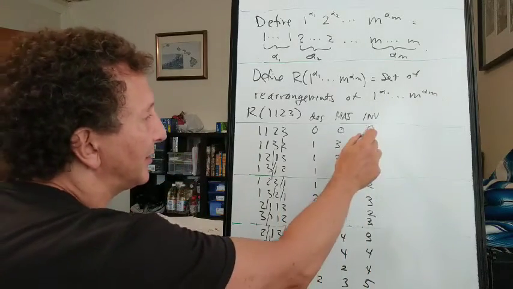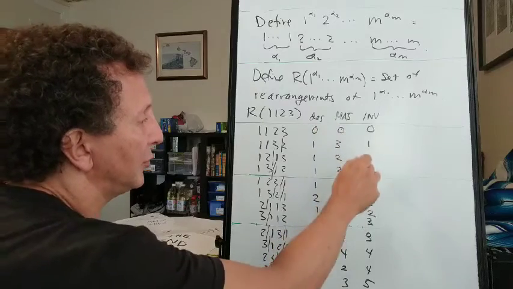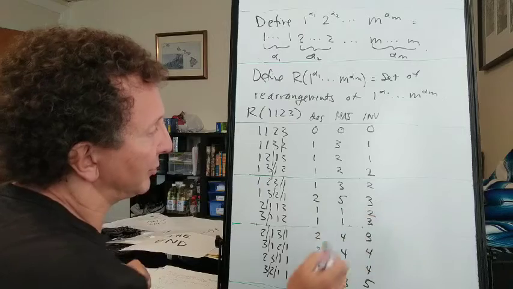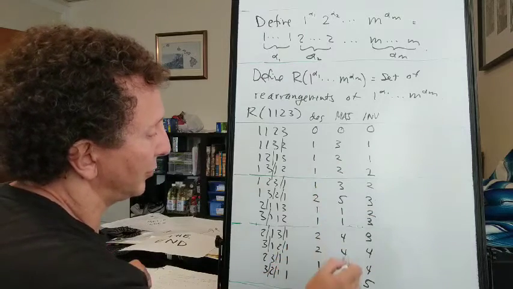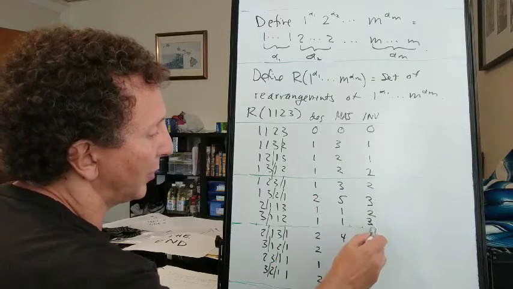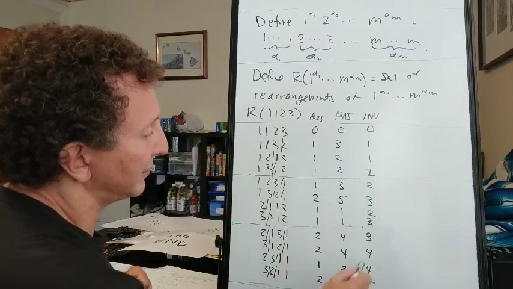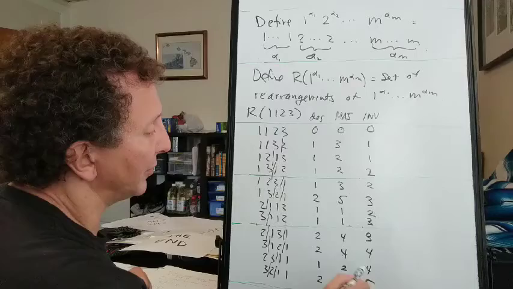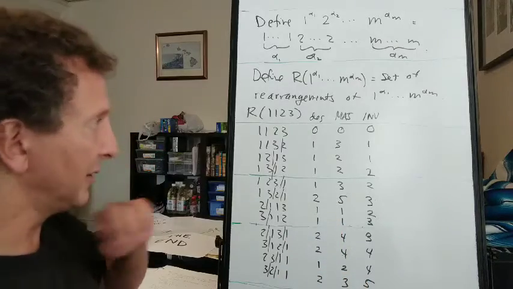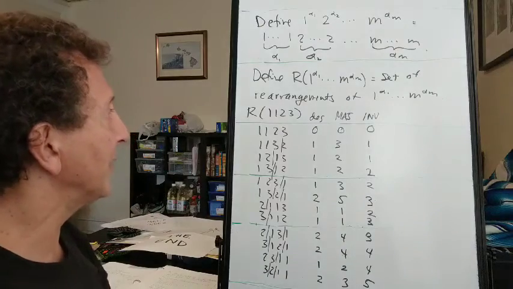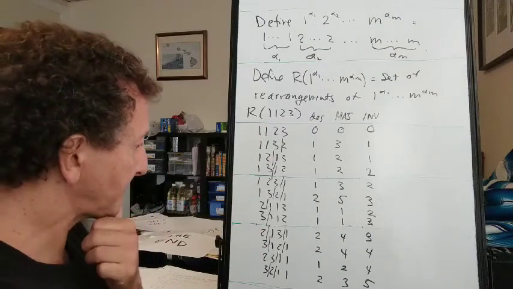So we've got a single 0, 2 1s, 2 1s, 3 2s, 3 2s, 2 3s, 2 3s, 2 4s, 2 4s, single 5, single 5. Okay, that's good. Major index and inversions are equally distributed on the rearrangement class of any word.